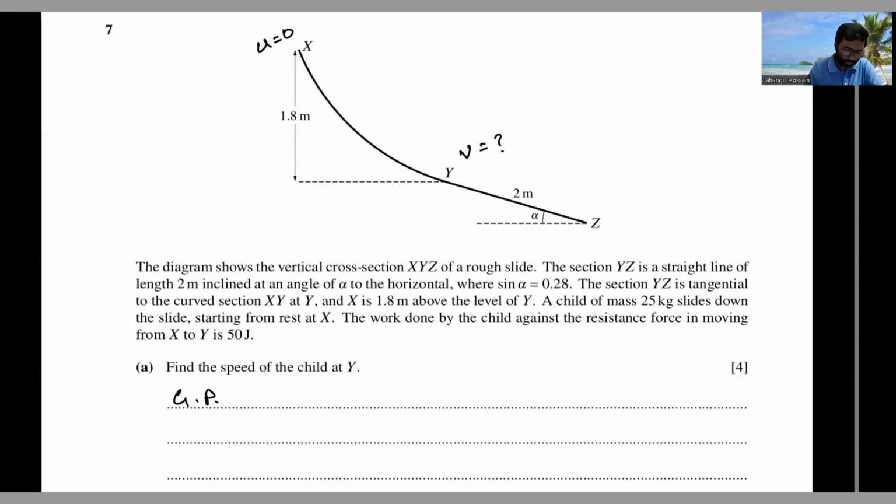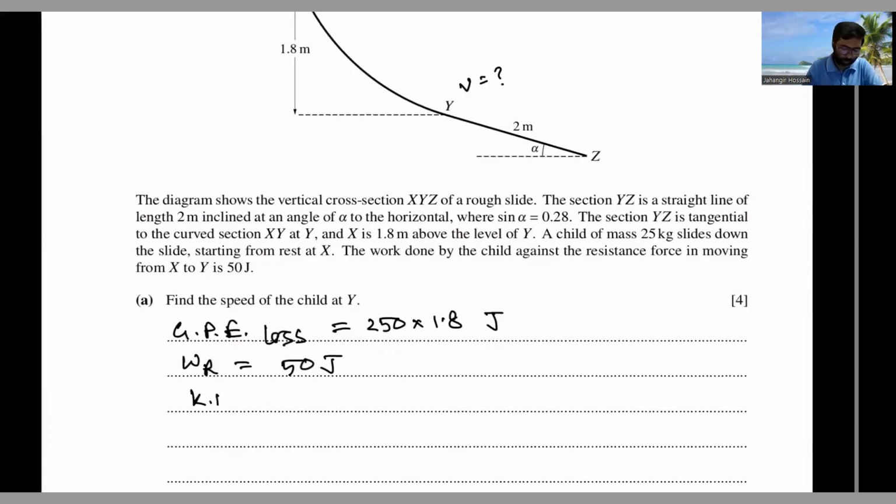Let's see how much the GP loss is. GP loss equals mgh, and you know the vertical height. The mass of the child is 25 kg, so mg is 250 into h, 1.8 joules. Work against resistance is 50 joules. Then we have KE gain. KE gain is half into 25 into v squared minus u squared, where u is 0. So half into 25 into v squared.